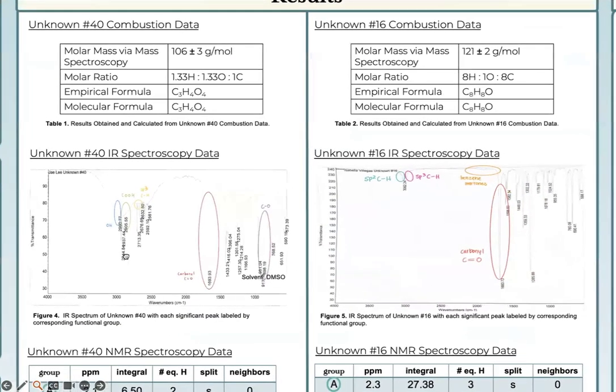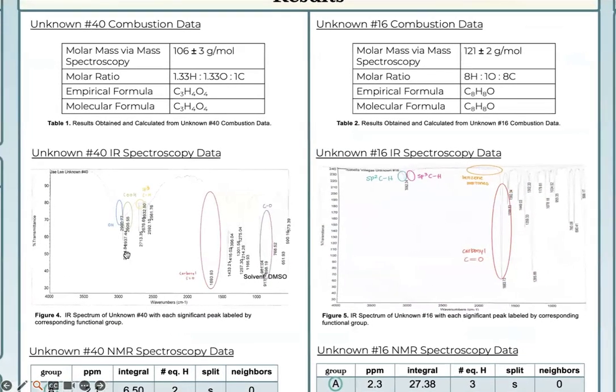For compound 40, there was a 1.33 H to 1.33 O to 1 carbon ratio, while for compound 16, there was an 8 hydrogen to 1 oxygen to 8 carbon ratio. We used this ratio along with molecular weight to calculate the molecular formula of the compounds, C3H4O4 and C8H8O, respectively. Then we looked at the IR spectra.